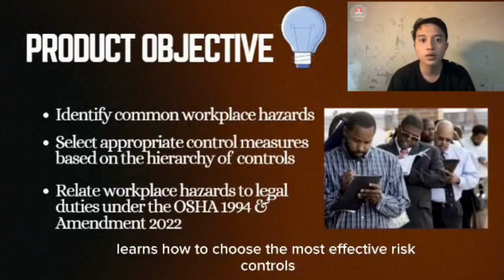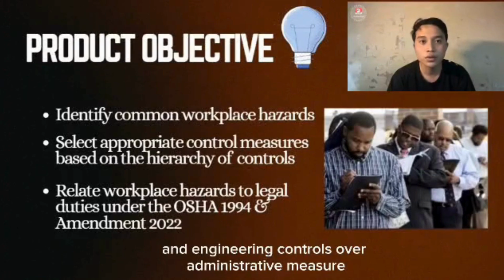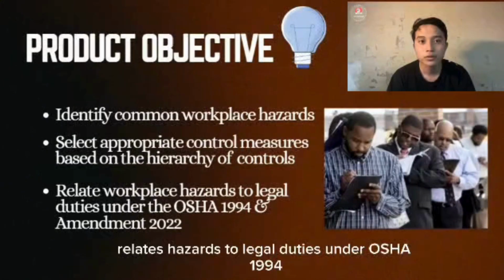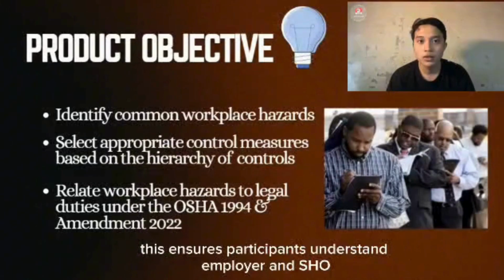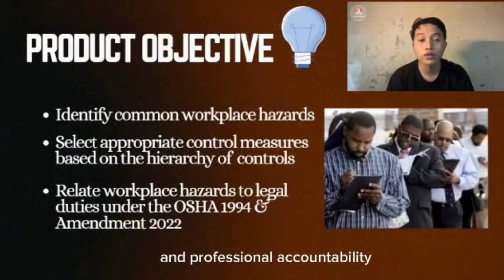Participants learn how to choose the most effective risk controls, prioritizing elimination and engineering controls over administrative measures and PPE. For the last objective, which is Objective 3, relate hazards to legal duties under OSHA 1994 and Amendment 2022. This ensures participants understand employer and SHO responsibilities, strengthening legal compliance and professional accountability.